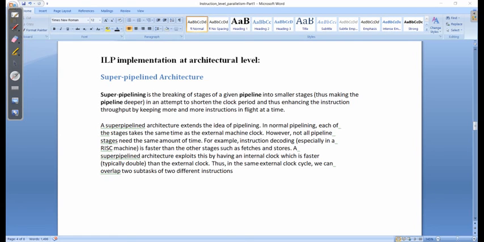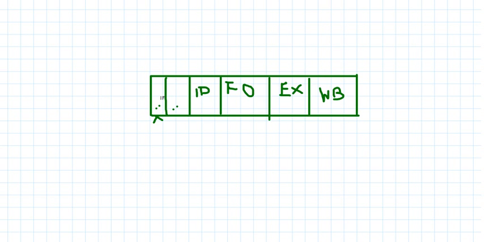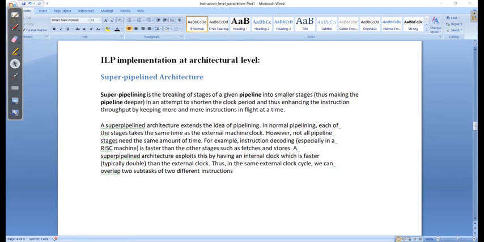So what you have to do is use an internal clock, internal to the stage itself. This internal clock will be faster, typically double the external or universal clock. Thus, in the same clock cycle, we can overlap two subtasks or two different instructions.